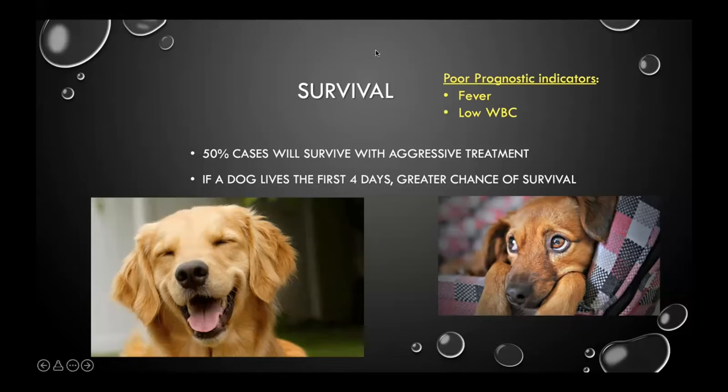Poor prognostic indicators are, again, having a fever and a low white cell count. So if they come in and they have a really bad fever, if it's 103, 104, or 105, and they don't have any white blood cells, that's pretty poor prognostics. And even with plasma and everything, they're probably still going to die no matter what you try.